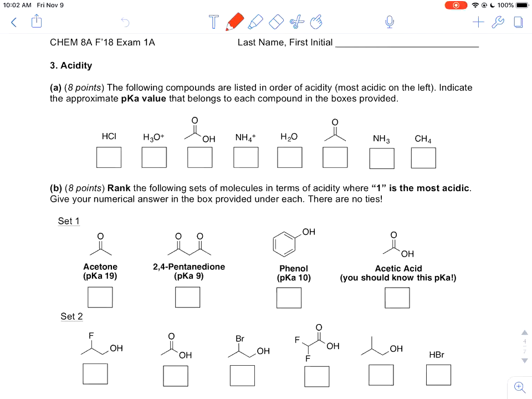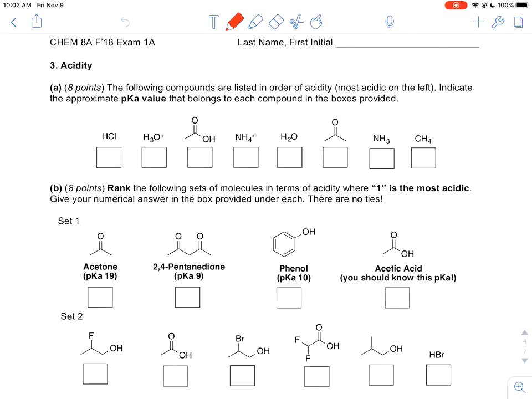And welcome to page 3. This is your acid-base page. We're going to start with part A, which is just those pK values that you were asked to memorize. I did a favor for you, put them in order of most to least acidic. That may not happen in the future, just a heads up there.